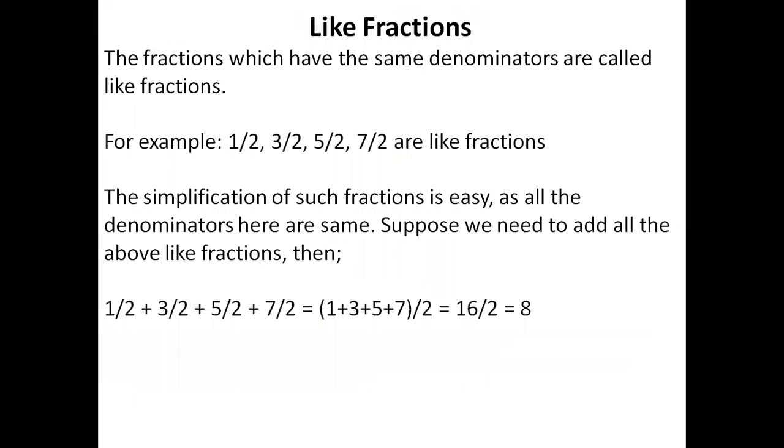Let's start with another fraction, that is a like fraction. So, fractions having the same denominators are called like fractions. As you can see in the example, 1 by 2, 3 by 2, 5 by 2, 7 by 2, these all are like fractions. For simplification, that means you are making these fractions easier, the denominators here are the same. And if you want to add these fractions, what will you do? You will add 1 by 2 plus 3 by 2 plus 5 by 2 plus 7 by 2.